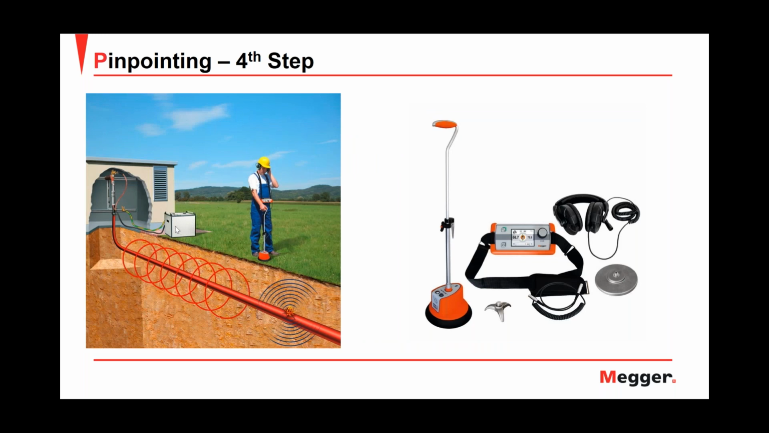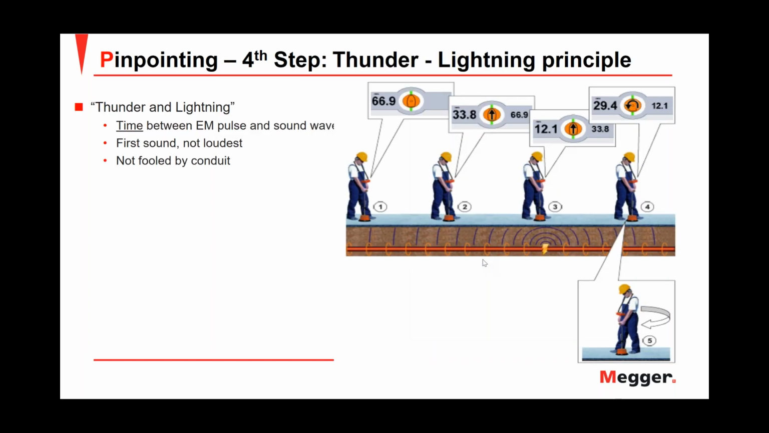What I will do with my source generator is send high voltage pulses, let's say every 10 seconds. So every 10 seconds, I will have an arc in the fault position, and I will have two signals, the electromagnetic field and the acoustic signal, coming from the fault. And what I will do with my pinpointer is pick up both signals. So we can say that in this case, the Digiphone of MEGGER works under the same principle as thunder and lightning. For instance, let's consider that we have an electrical storm. The first thing I will see is the lightning.